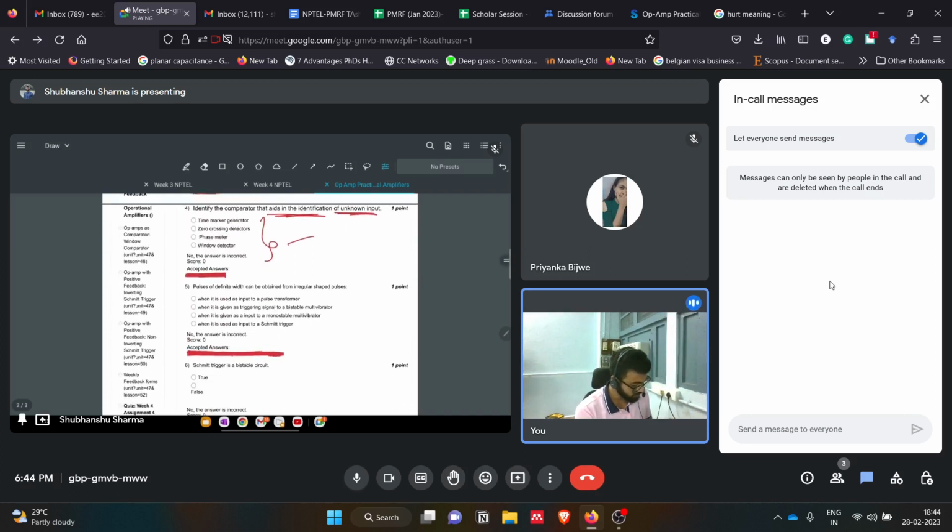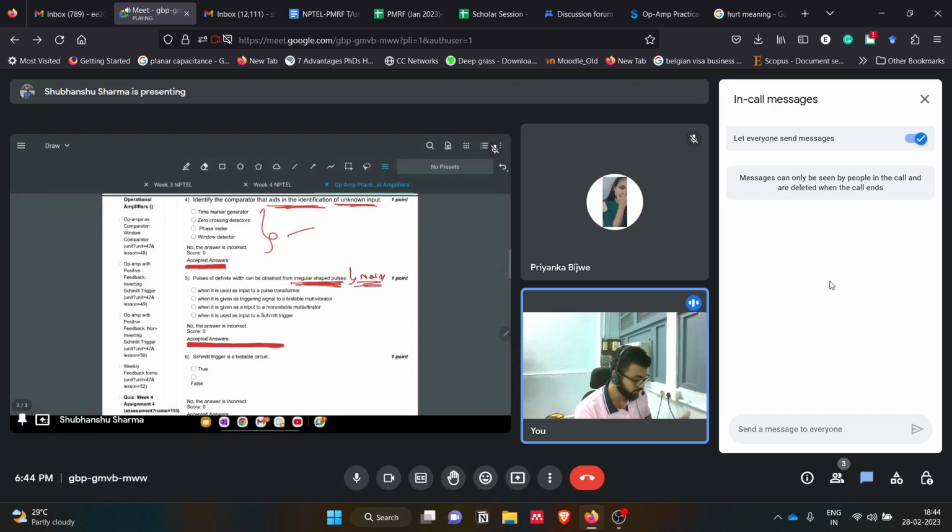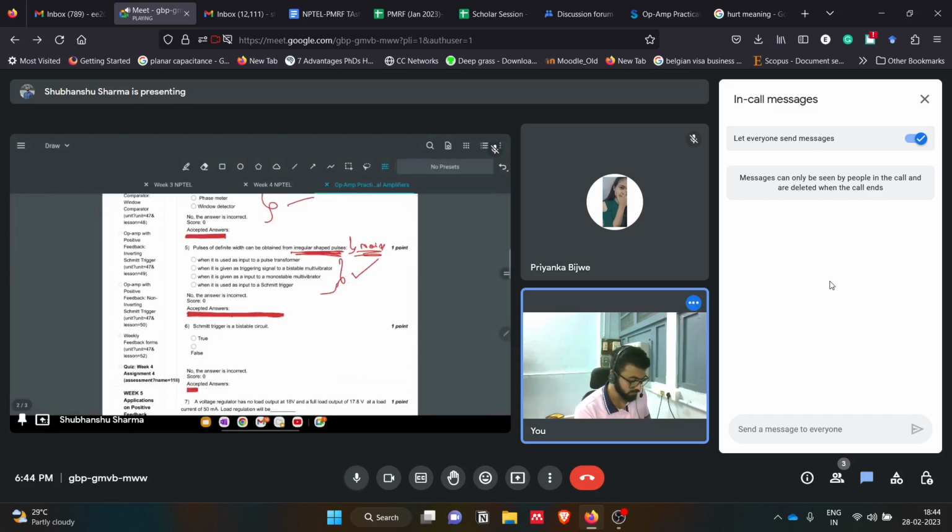Then another question was, pulses of definite width can be obtained from irregular shaped pulses. So the first is when it is used as input to a pulse transformer, or bistable multivibrator, or monostable multivibrator, or Schmitt Trigger. This also we saw, irregular shaped pulses, like when noises are there. So which circuit we use, that also you know. So you can answer this.